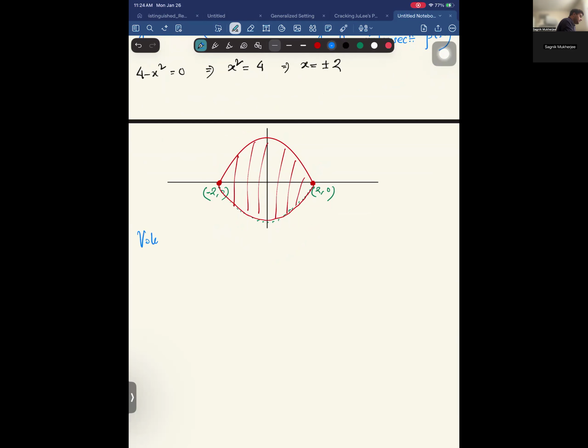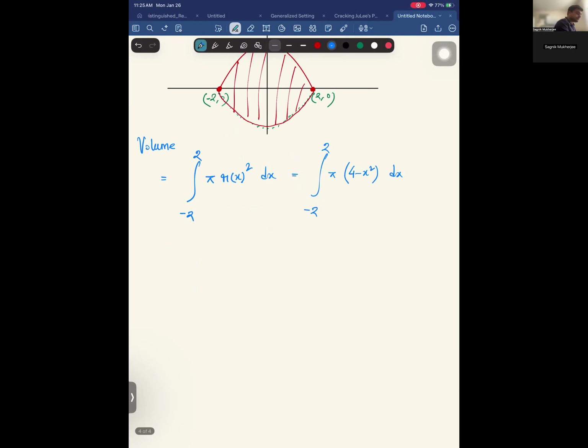Use this method. The volume is, use this x coordinate that you have just found, negative 2 to 2, then pi R(x) squared dx, but R(x) is simply 4 minus x squared. So this is pi times (4 minus x squared) squared dx. Okay, I'm not doing this integral for you, but if you calculate this, what you will get is 512 over 15 pi.